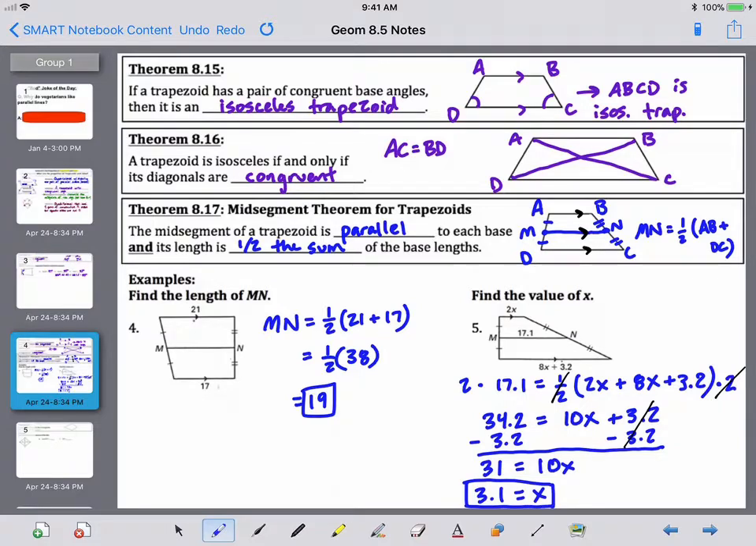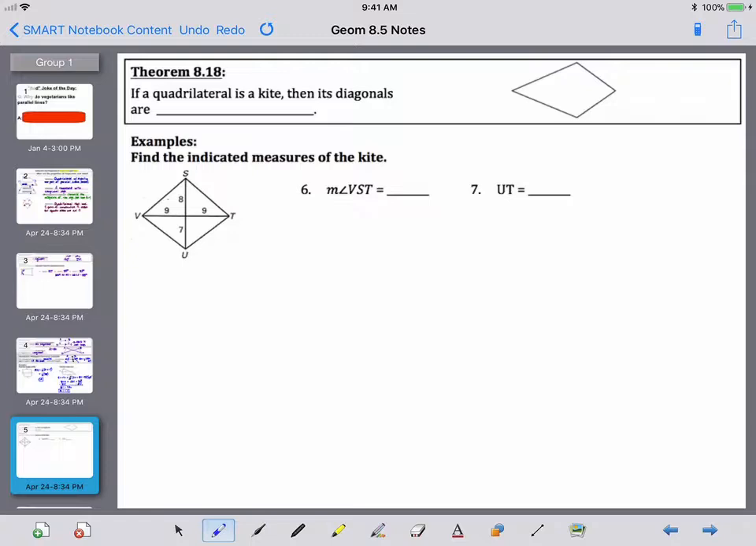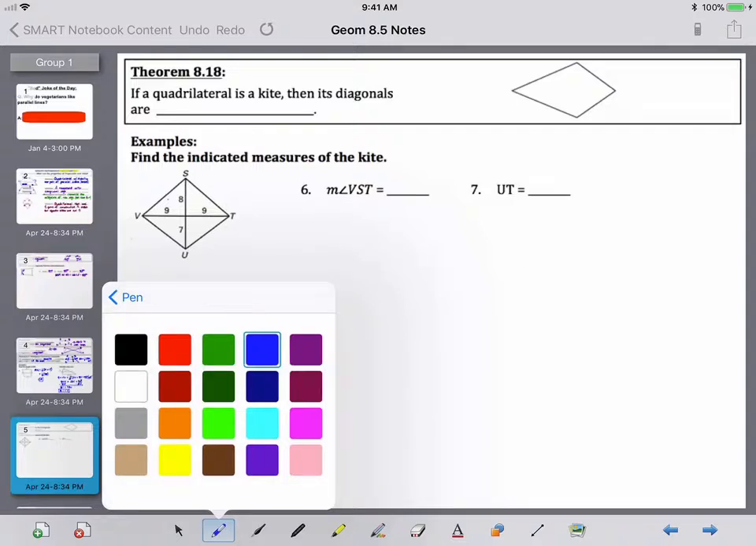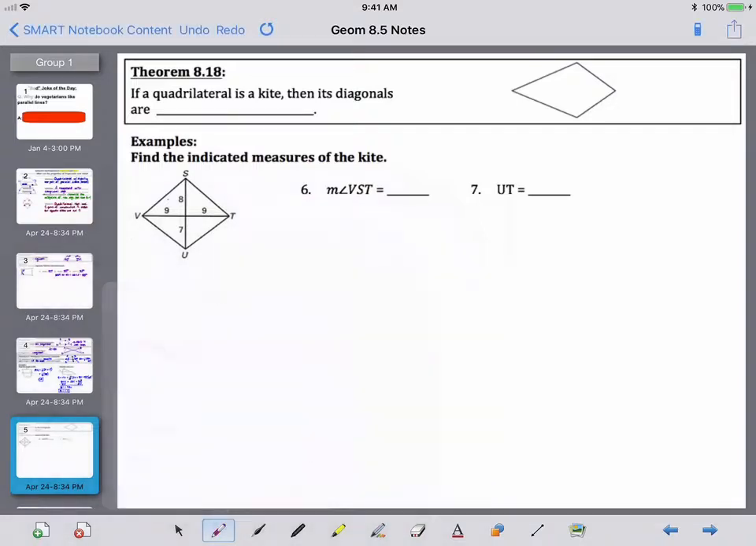Okay, so you can use this formula not only to find lengths, but also to find variables. All right, so our last topic of discussion is going to be a couple of theorems involving kites. Our first theorem deals with the diagonals of a kite.